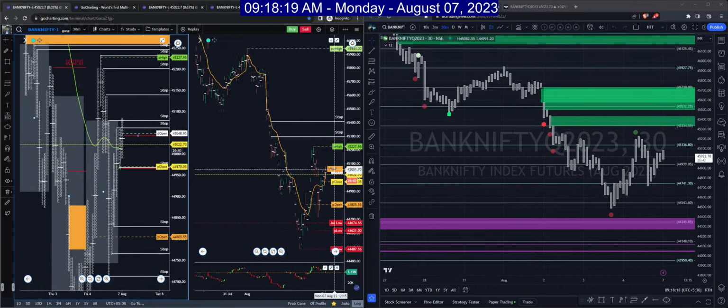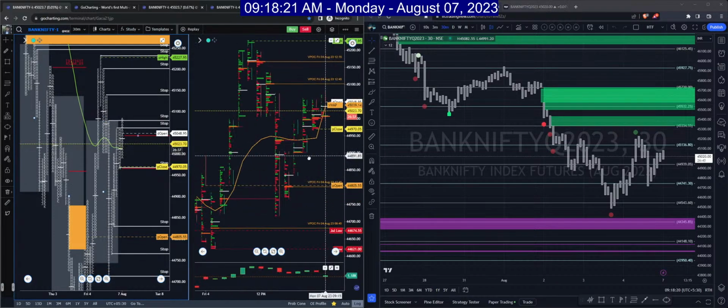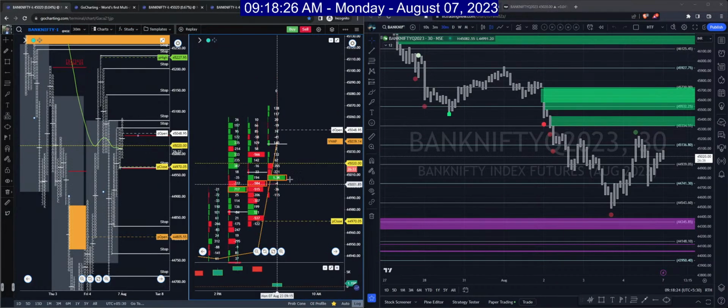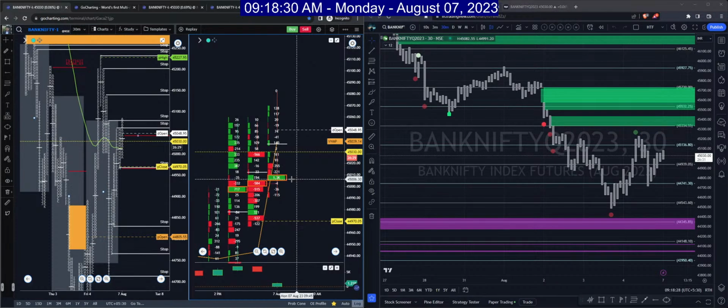We are still just balancing. Delta is positive, and we have got a good support zone. 45,000 is the zone where it is a support zone, and I'm looking for continuation higher. So I will not take a trade because I'm expecting some sort of retest of this level.